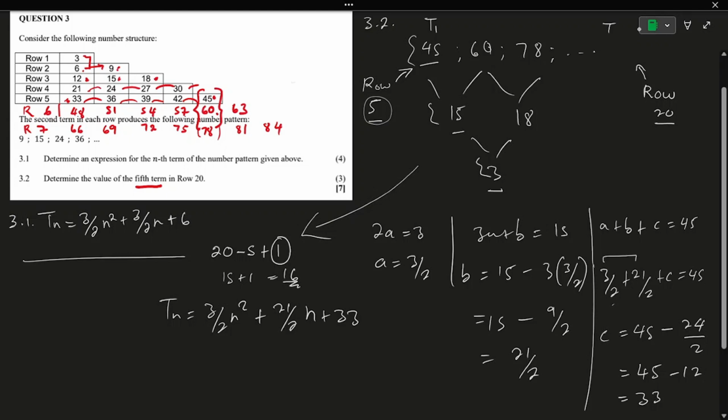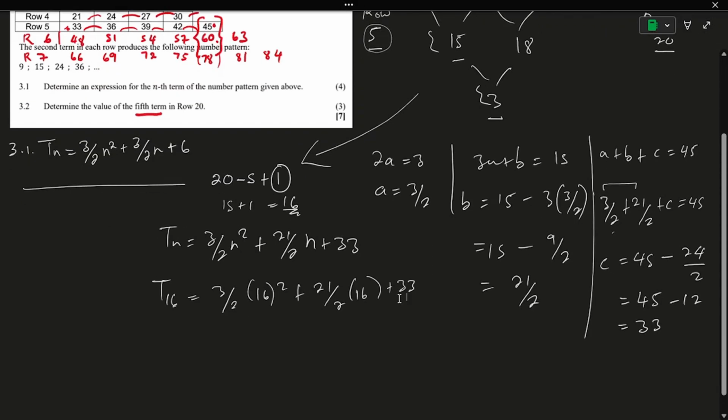So what we are actually looking for is T16 because it's going to be the term that is in 5th position in row 20. In other words, we're going to say T16 right here, which is 3 over 2, and then 16 squared plus 21 over 2, 16 plus 33. Now punch this into your calculator and see if we get the same answer. I get that T16 is 585, which is the same answer that we got in the last method.